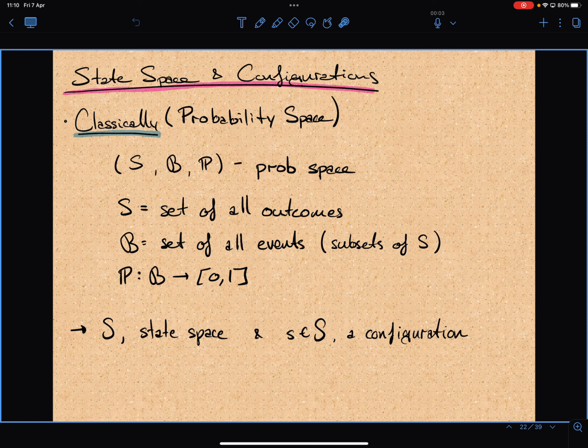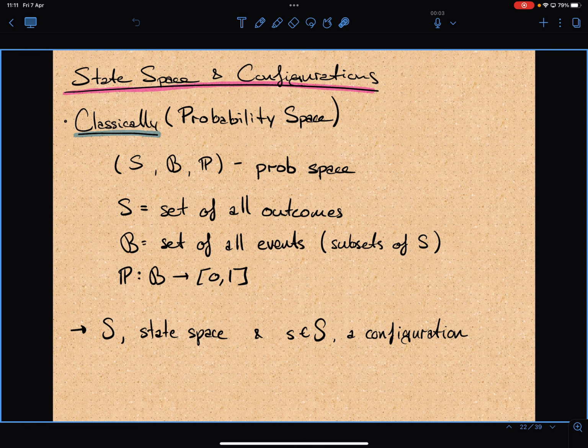In the setup for a classical probability space, you're given 3 pieces of information. One, the set of all outcomes, which is S. Two, this calligraphic B, the set of all events, which are subsets of S. And three, the probability function, which is a function from the set of events to the interval [0, 1]. And then you have some axioms to actually make this a probability space.